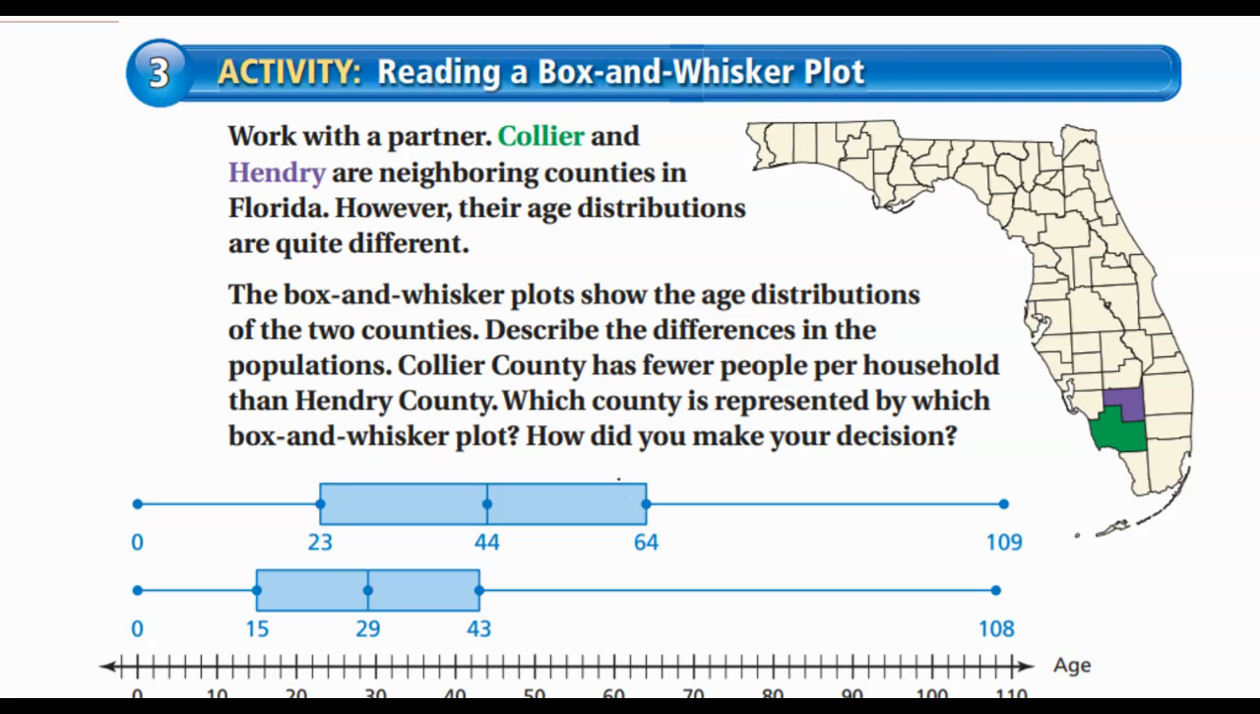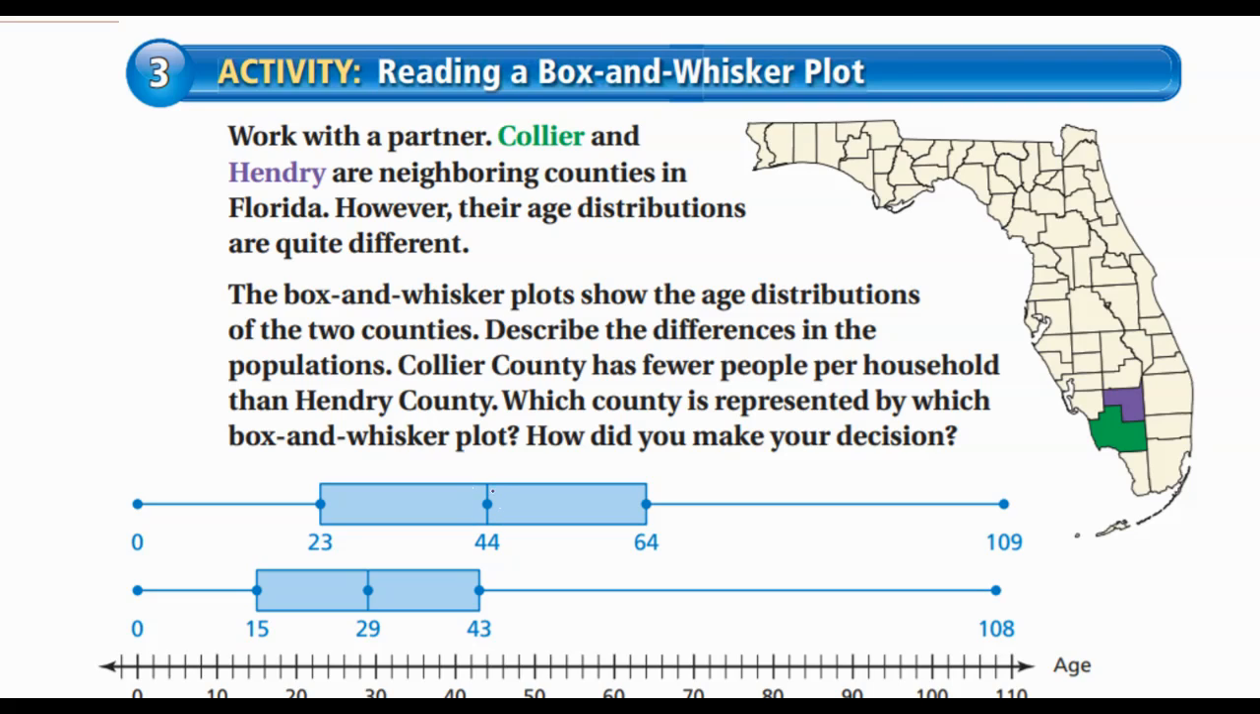So let's look here. Which one of these do we think represents Collier County, which is the county that we agreed has an older population? So we know it's this green county here on the water. Which one of these box and whisker plots do we think represents that? The top one or the bottom one? Well, I think we would agree it's the top one because we can look.